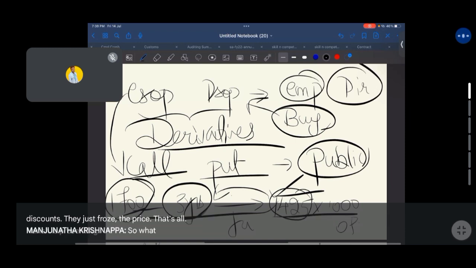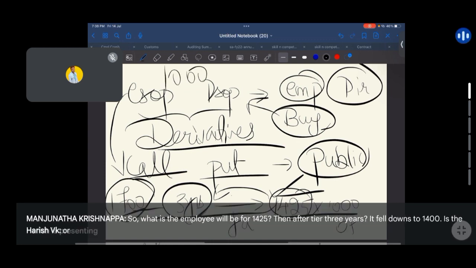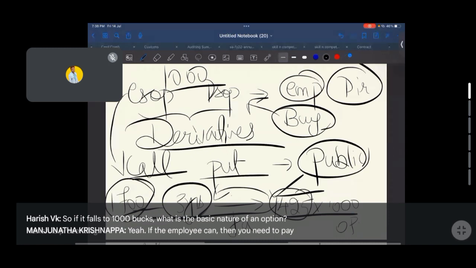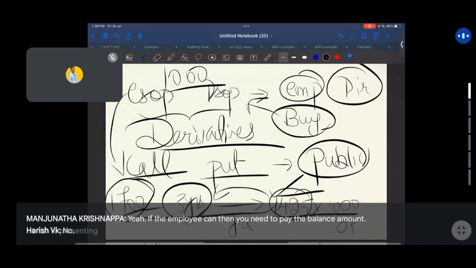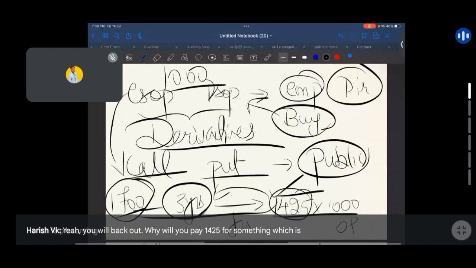So what if the employee agreed to 1425, and then after 3 years it fell to 1400, or let's say even 1,000? If it falls to 1,000, what is the basic nature of an option? You can back out. Yeah, you will back out. Why would you pay 1425 for something which is available in the market for 1,000?